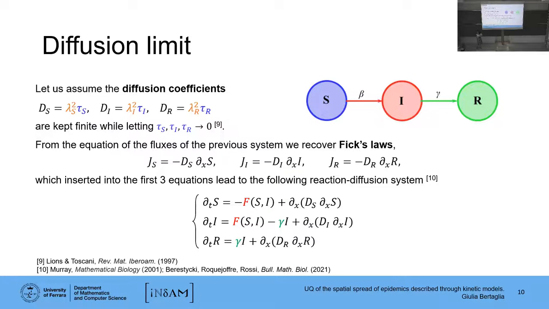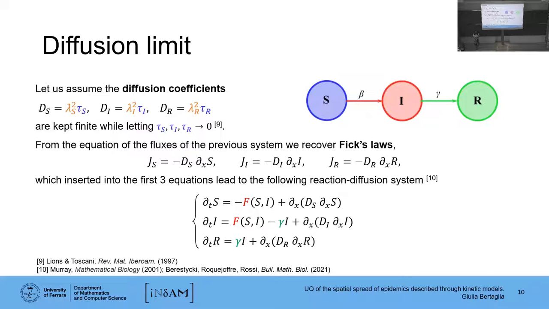What is more interesting to notice is that if we define the diffusion coefficients as here, the lambda squared times tau, and we analyze the behavior of this model in the zero relaxation limit, so as the tau parameters tend to zero while keeping these diffusion coefficients finite, which means that the velocities tend to infinity, we enter into the stiff regime of this system of equations. From the last three equations, the equations of the fluxes, we recover Fick's flows, which inserted into the first three equations of the densities lead to this reaction-diffusion system that is widely used in the literature with this SIR compartmentalization, with this parabolic term here.